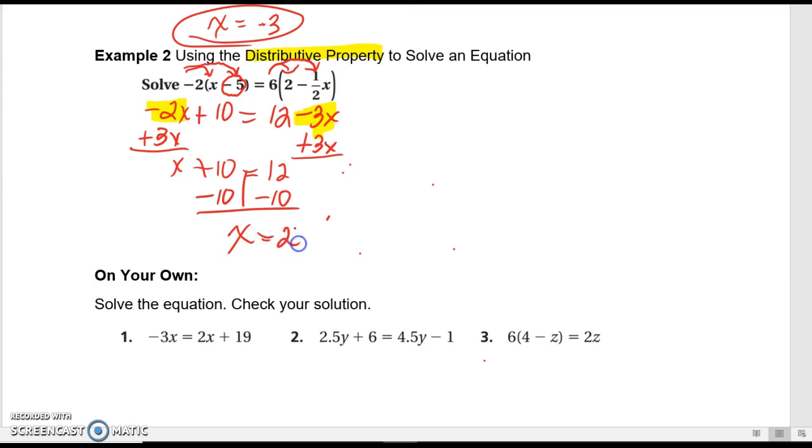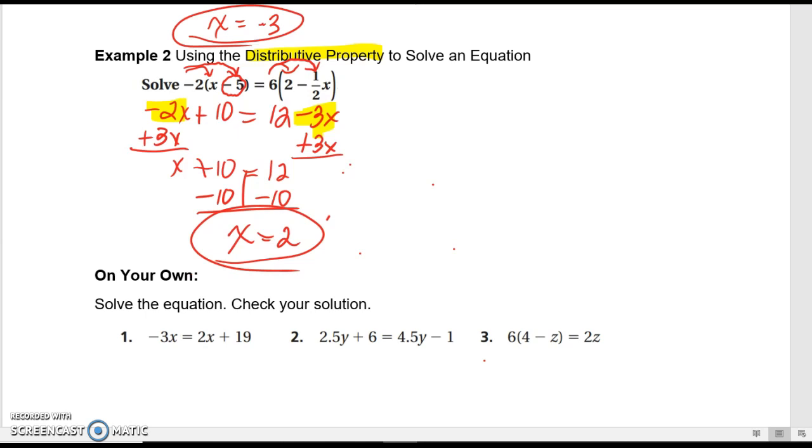And x equals positive 2. Just remember, this time it doesn't ask you to double check, but it's always a really good idea to do that just to make sure your answer makes sense. So at this time, I would pause the video. If your teachers ask you to follow directions and complete the work on your own, it's a good idea to do that before moving on.